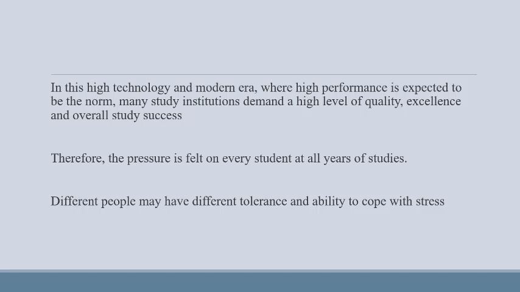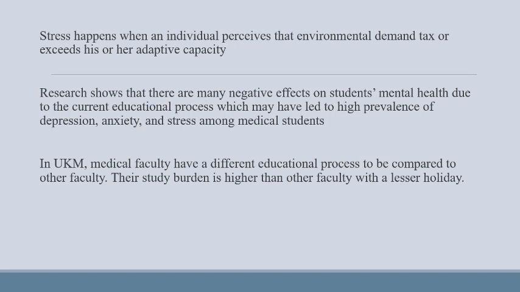Different people may have different tolerance and ability to cope with stress. Stress happens when an individual perceives that environmental demand taxes or exceeds his or her adaptive capacity. Research shows that there are many negative effects on students' mental health due to the current educational process, which may have led to a high prevalence of depression, anxiety, and stress among medical students.